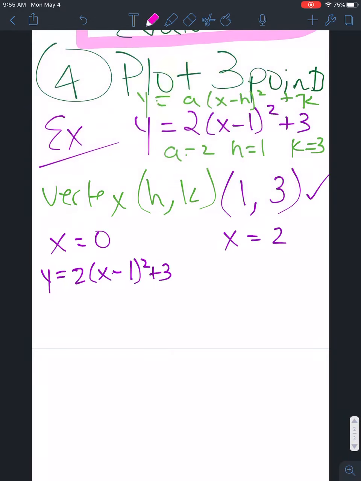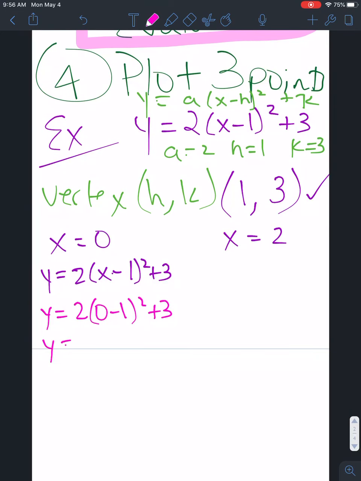All right? So plugging in 0 first, instead of an x, I'm going to go ahead and put a 0. So I have 0 minus 1 squared plus 3. I guarantee the biggest mistake you're going to make is forgetting about PEMDAS when you're working on these. It's really important that you don't forget about PEMDAS, okay?